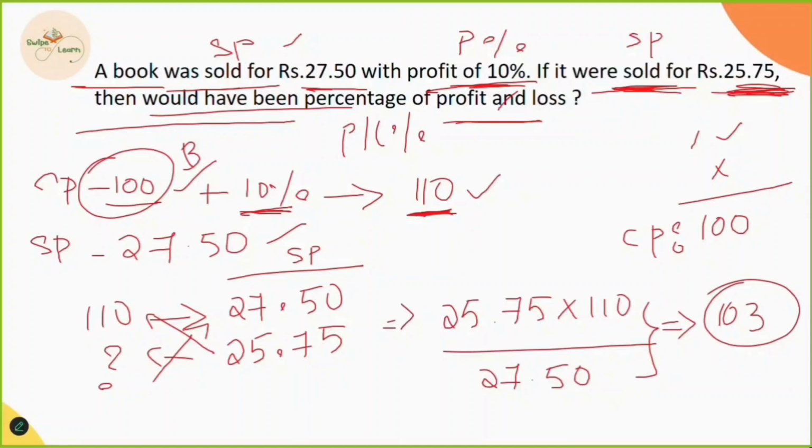Okay, initially we thought CP is 100, but now what we got? 103. That means that there is a profit. How much profit? 3% of profit is there. So there is a profit of 3%.